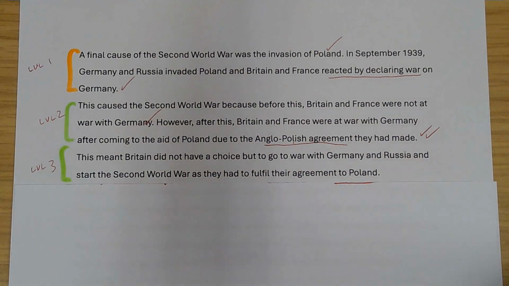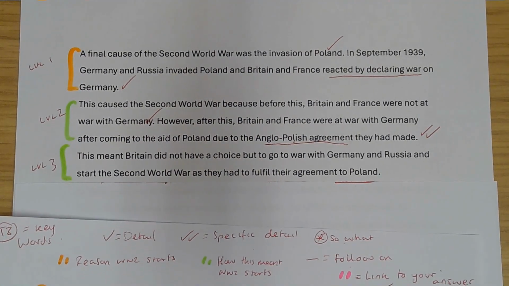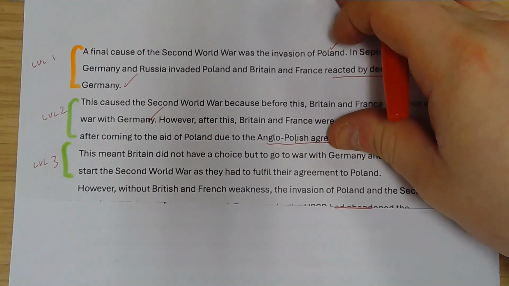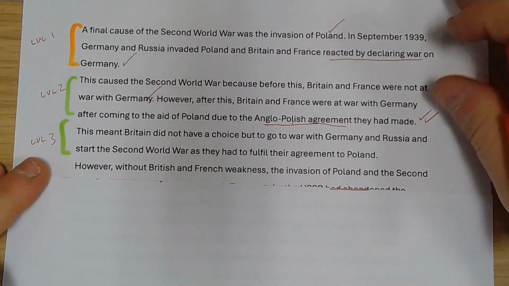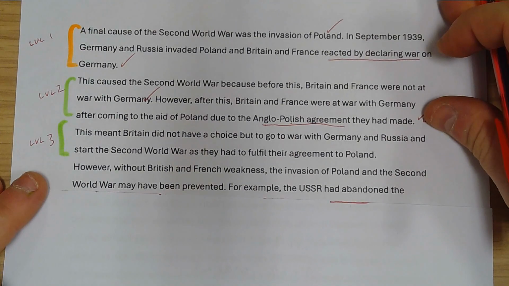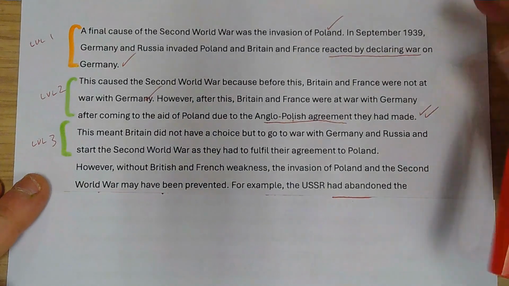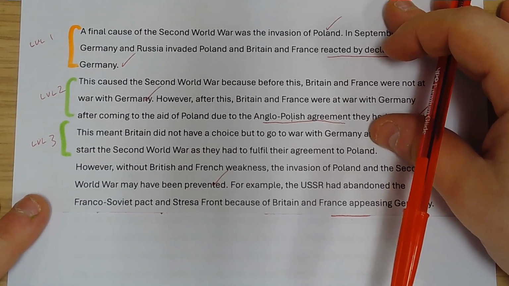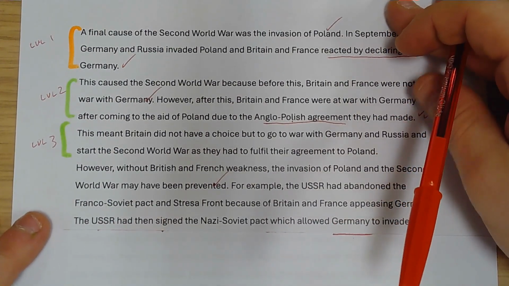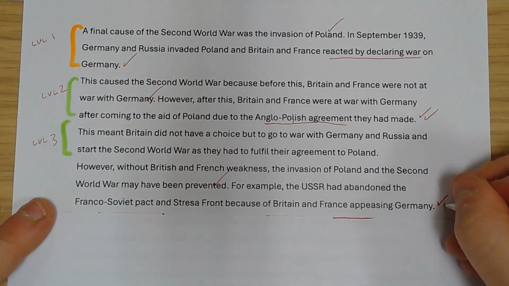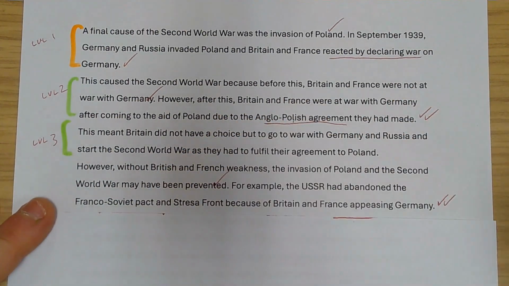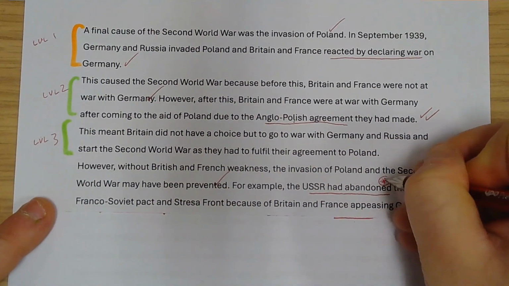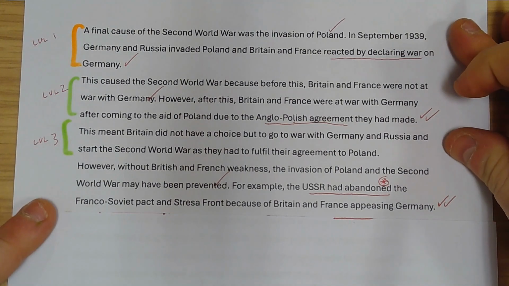So my main answer was British and French weakness. So how does British and French weakness link with the invasion of Poland? Well, however, without British and French weakness, the invasion of Poland in the Second World War may have been stopped. For example, the USSR had abandoned the Franco-Soviet Pact and the Stresa Front because of Britain and France appeasing Germany. So this is specific detail, okay? Franco-Soviet Pact, Stresa Front. Now, so what if the USSR had abandoned Britain and France, basically, for Germany?